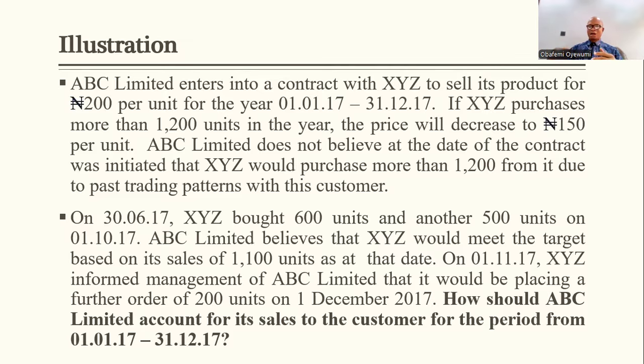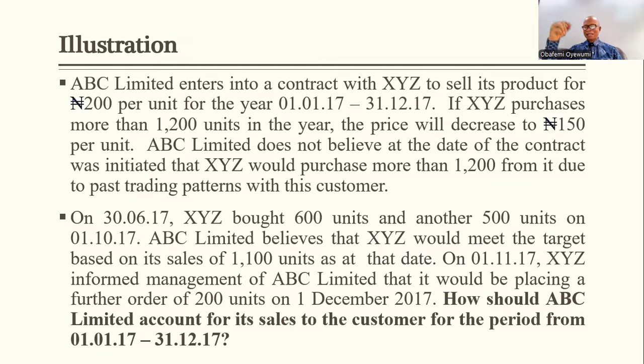Initially, ABC says, I'm going to sell this product to you at the rate of 200, believing that this particular company, XYZ, will not be able to buy more than 1,000 units. So the contract came with a caveat: if you buy more than 1,000 in a year, I'm going to reduce the price to 150. In June, XYZ bought 600, and in October, bought 500. So it has reached 1,100. It remains just 100 to break through.